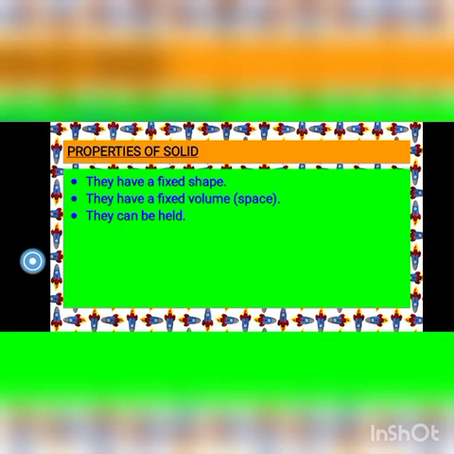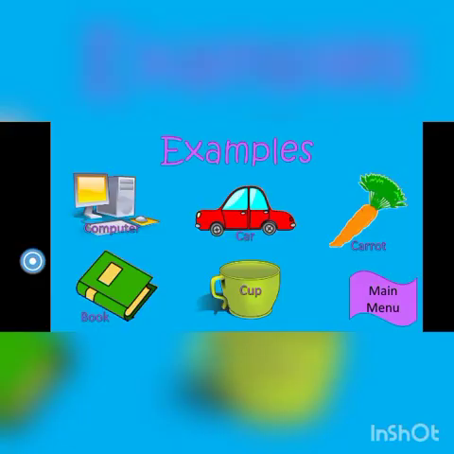Examples can be anything: the clothes that you wear, the food that you eat, table, chair, bed, pencil, eraser, your books, your shoes, your toys, your bicycle, your car, trains, aeroplane, every single thing. Most of the things that we see around us are solids. So, let us look at a picture of some examples of solids. Computer, car, carrot, book, cup. These are only a few examples.